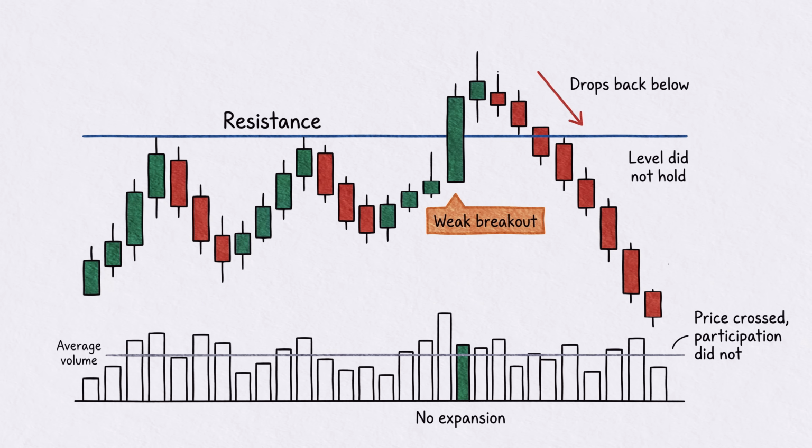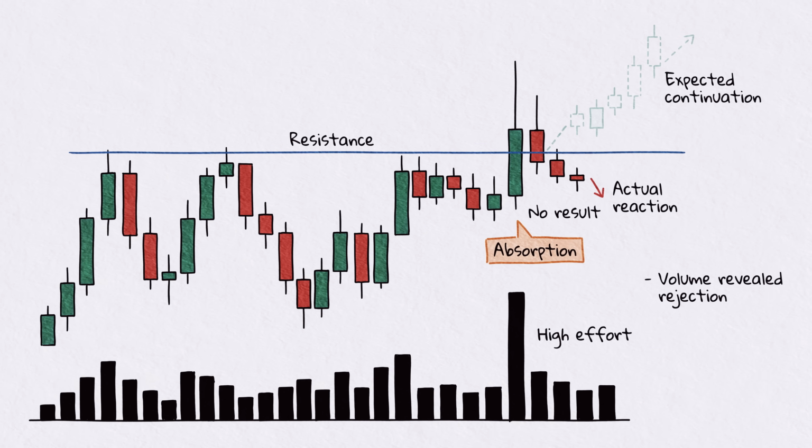The first failure mode: low volume breakout. Price crosses above resistance, but volume does not expand. It stays average or below. The candle may close above the level, but it is not backed by broad participation. This is a weak breakout. Without unusual commitment, the level may not hold. Treat it with caution.